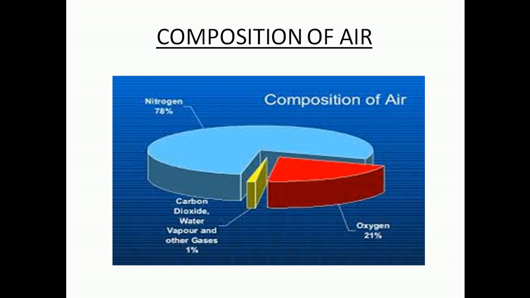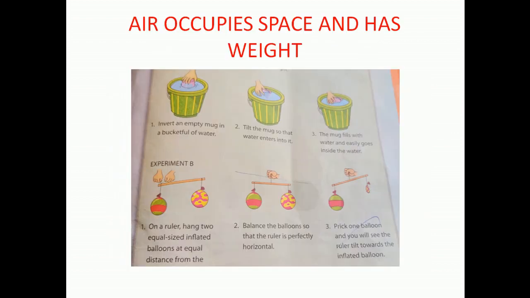Children, now let's see some of the properties of air. Like all matter, air has weight and occupies space. To prove this, we are going to perform some simple experiments. Experiment number 1. Invert an empty mug in a bucket full of water. The water will not enter inside the mug. It means that there is air inside the mug.